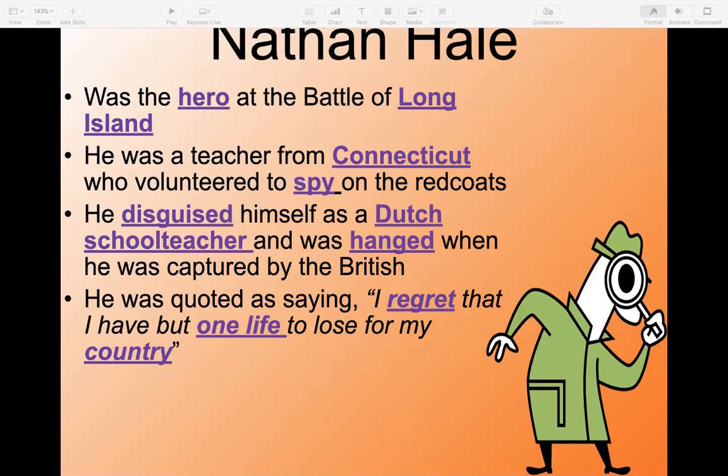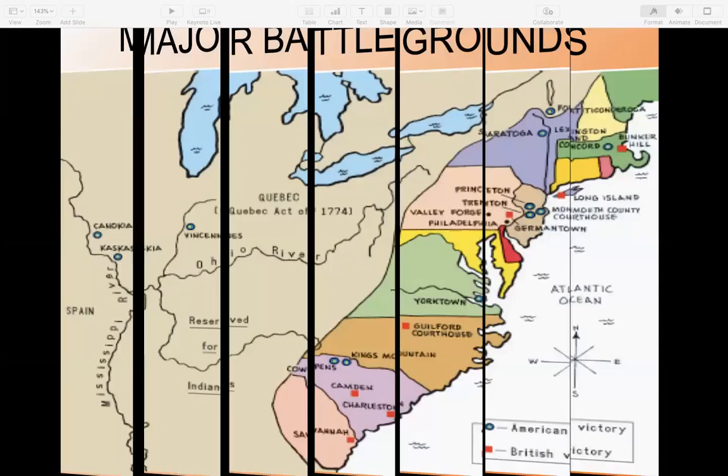Nathan Hale was a hero at the Battle of Long Island. He was a teacher from Connecticut who volunteered to spy on the Redcoats. He disguised himself as a Dutch schoolteacher and was hanged when he was captured by the British. He's quoted as saying, "I regret that I have but one life to lose for my country."